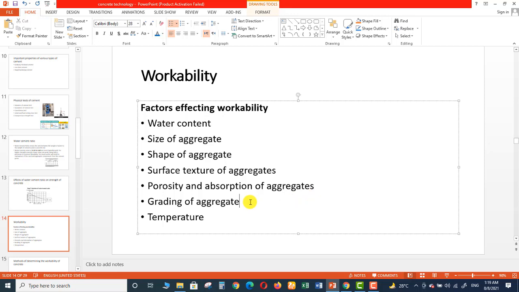Next is grading of aggregate. The grading of aggregates affects the workability of lean concrete mix. It only affects the lean concrete mix. The next is temperature. At higher temperature, workability of concrete mix is reduced. So temperature and workability are inversely proportional. If the temperature is increased, the workability of the concrete mix will decrease. So these are different factors and their effects on the workability of the concrete.